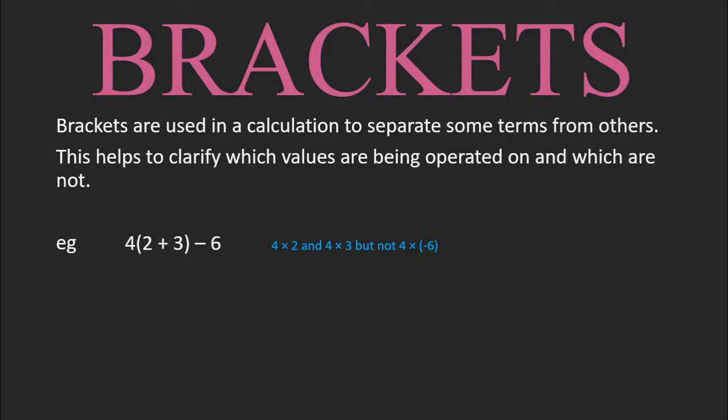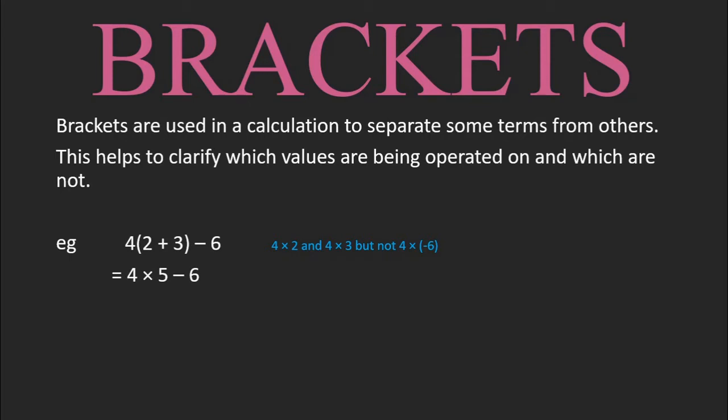So I want 4 of this answer of 2 plus 3. Well, 2 plus 3, that's 5. So I want 4 of these 5s. That means 4 times 5. And of course, we need to remember that we're going to subtract 6 from that answer. So 4 times 5 minus 6.